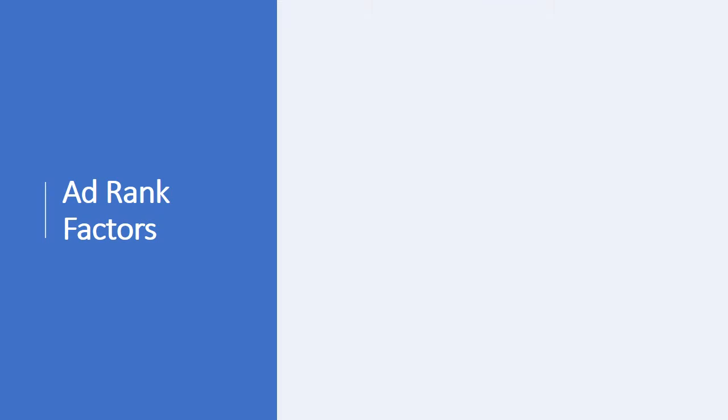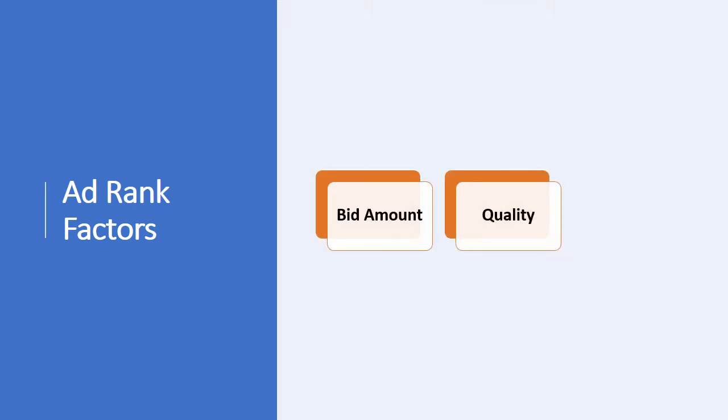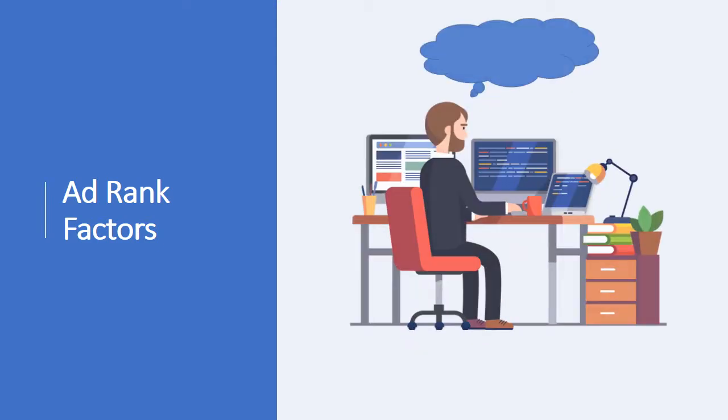Ad rank is made up of many factors, including the bid amount, quality, and format impact. You might think that a search engine would just want to give the best ad placements to the highest bidder. But this goes against what search engines are all about. Remember, the main goal of a search engine is to provide the best result for the consumer with their search.